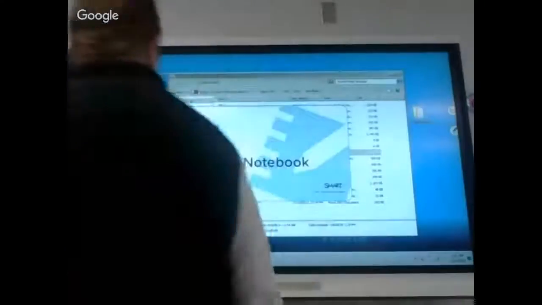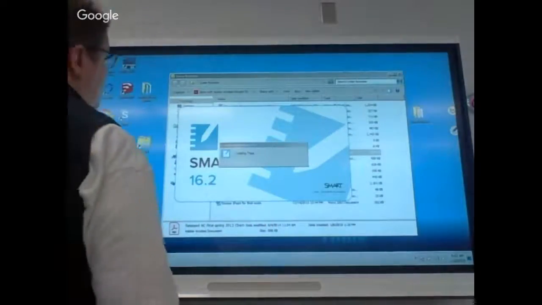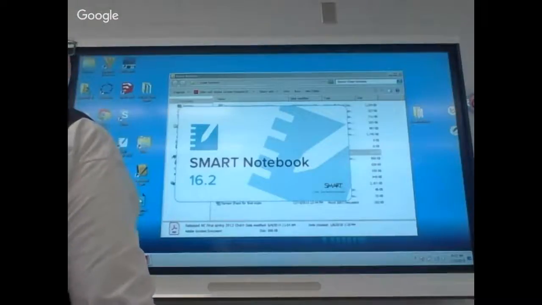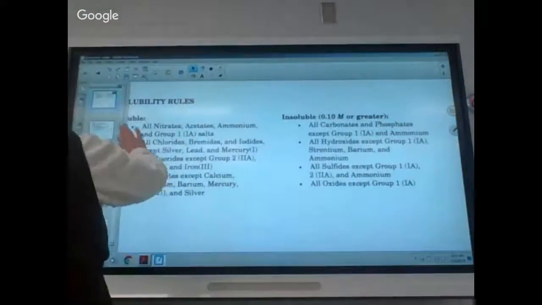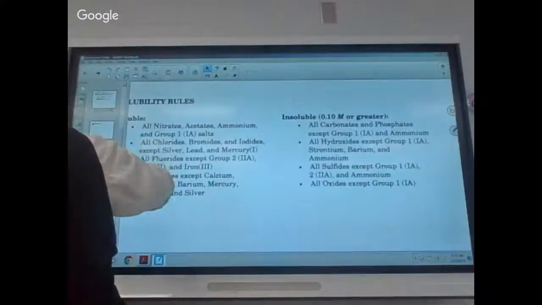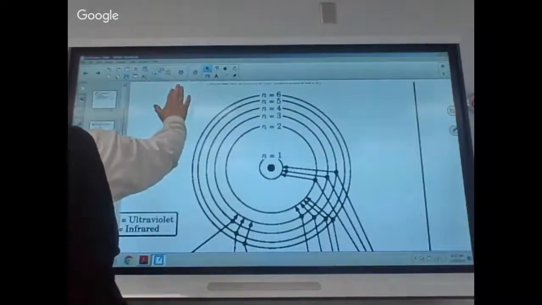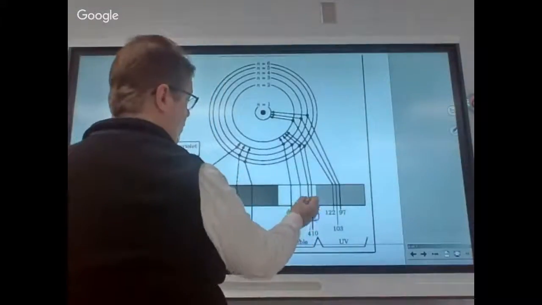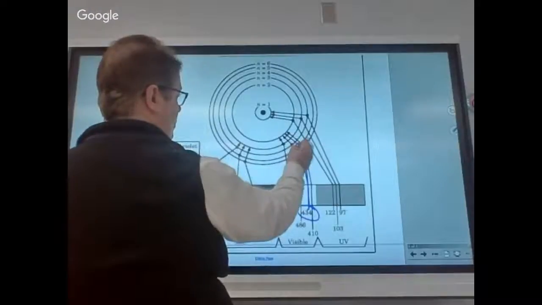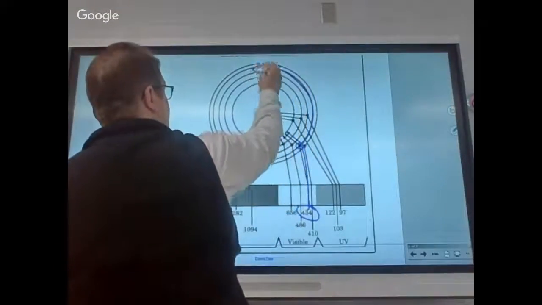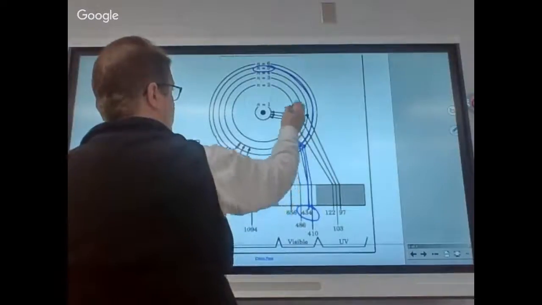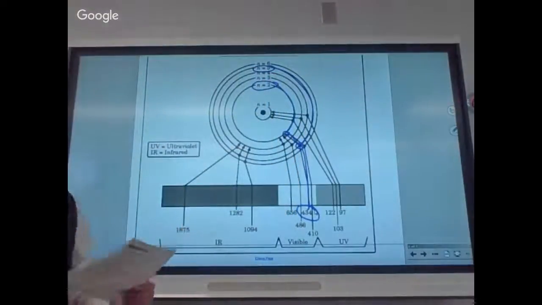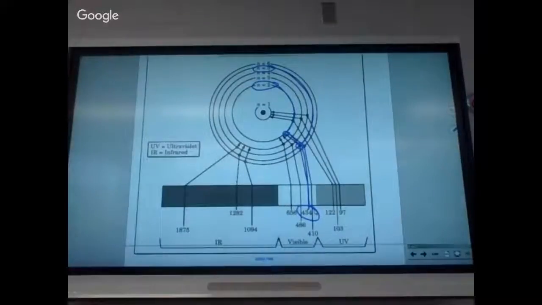Come on, baby. Work. Get him up here. All right, so 434 nanometers is right here, right? So go up. What dot's it on? 5. And it goes to what? 2. 5 to 2. Okay? To the same line? Okay. Everybody good with that?